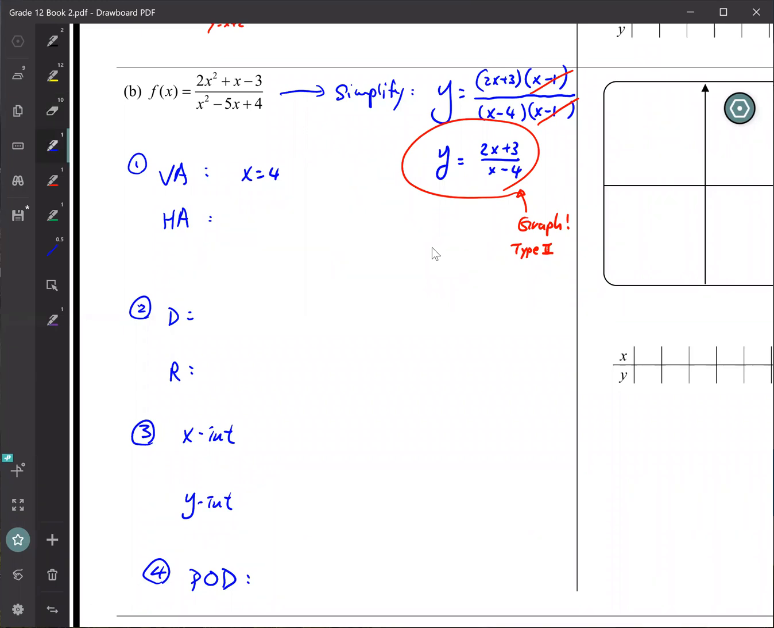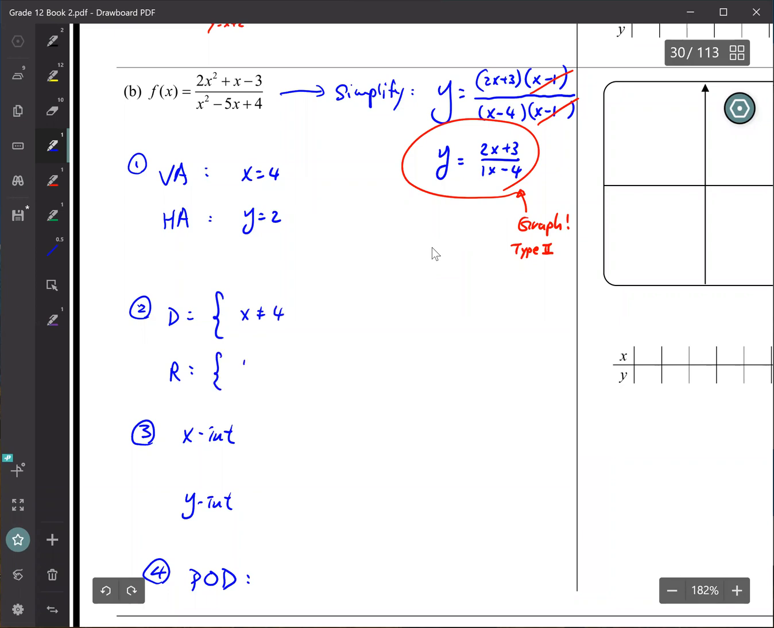Okay, and what's the horizontal asymptote, Donna? Y equals 2. Yes, very good. You look at the coefficient. Coefficient on the top is 2, denominator is 1, so 2 over 1. Okay, domain. Of course, we have to include x cannot equal 4, right? Range, we have to include that y cannot equal 2.